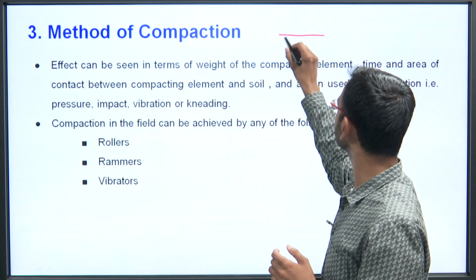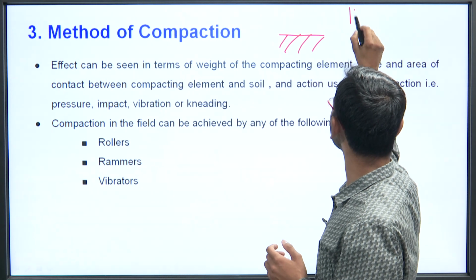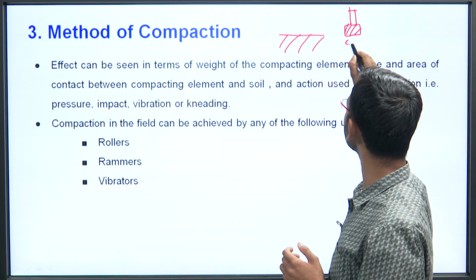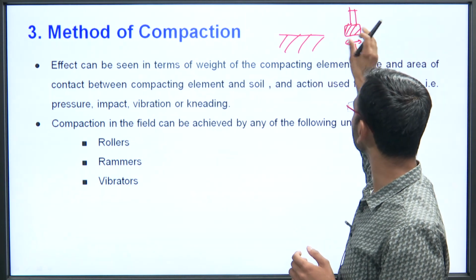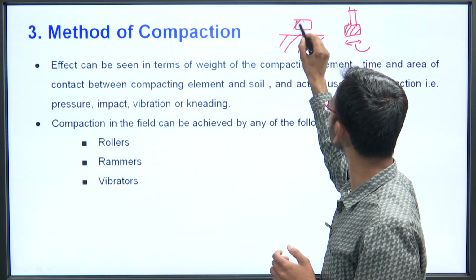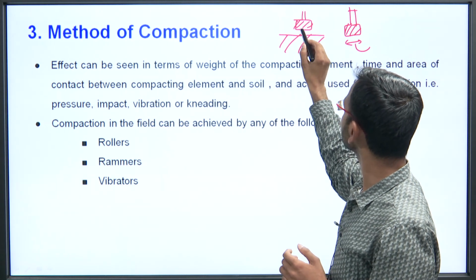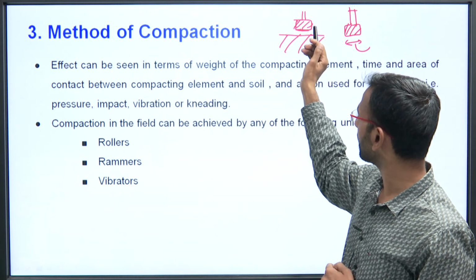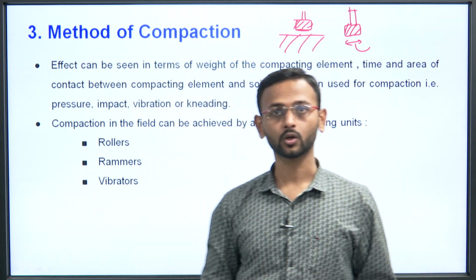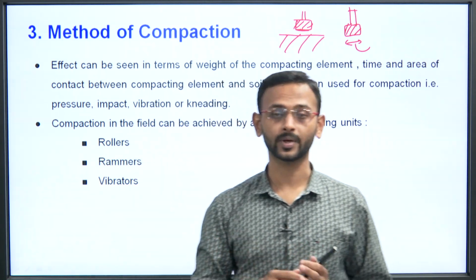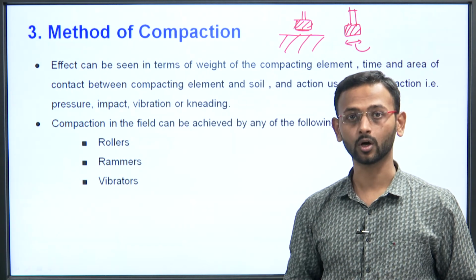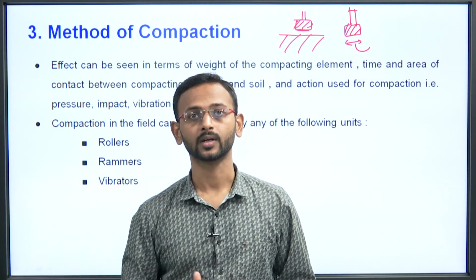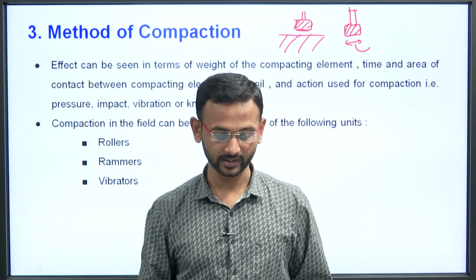So, if this is the soil here and let us say you have a rammer here, this rammer will have some contact area. If we place it on the soil for compaction, there is an area of contact between the compacting element, that is the rammer, and the soil, and then the action used for compaction. The different actions can be pressure, impact, kneading or vibration. These are the four important types of actions that can be applied on a soil while compacting it.